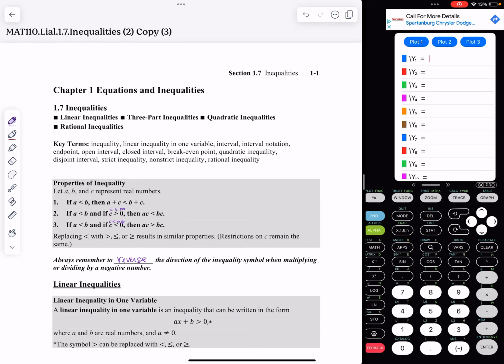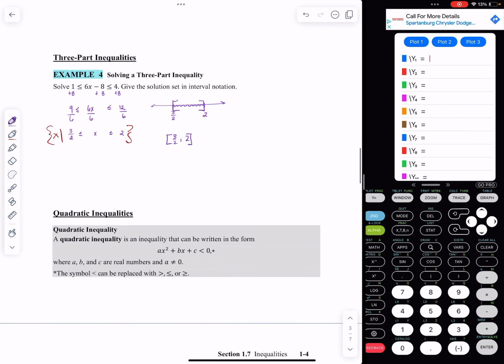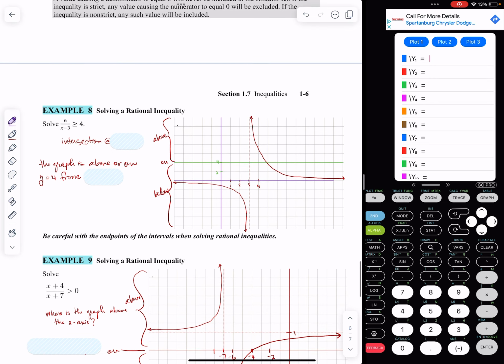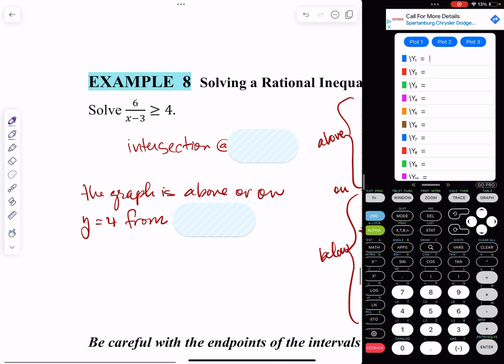Hey folks, so this is going to be the last video that we're doing in section 1.7. If you'll go all the way down to where we talk about rational inequalities. All right, so for this particular example number 8, what we want to know is where is this fraction greater than or equal to the number 4. And we're going to use the calculator to do this.